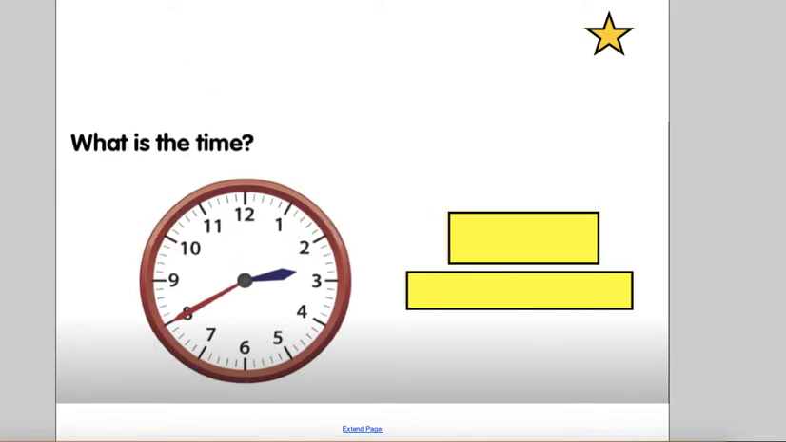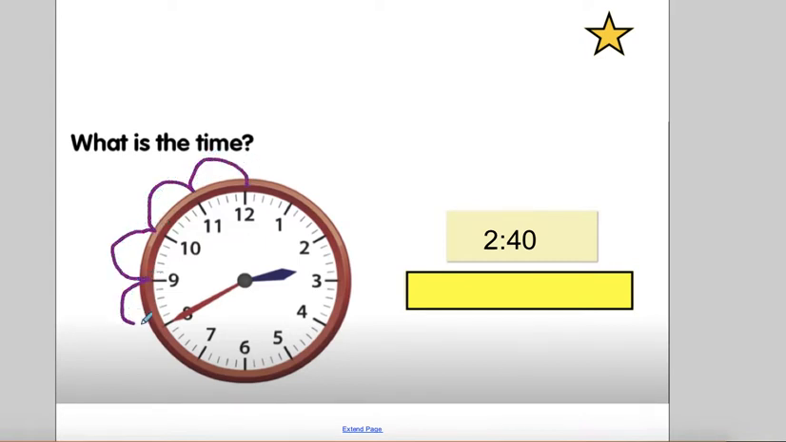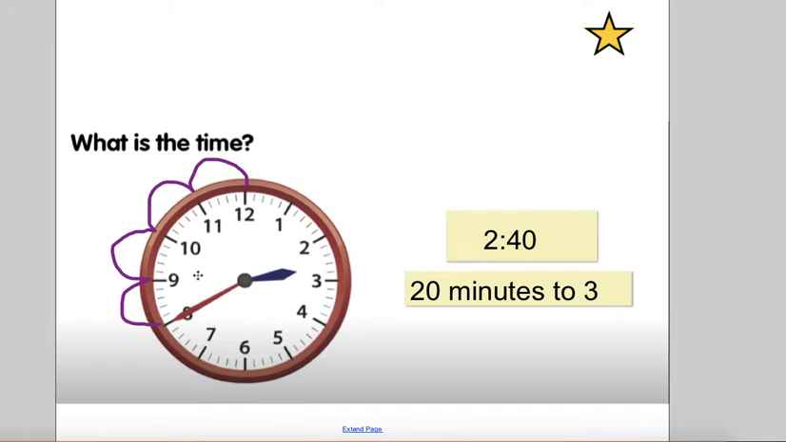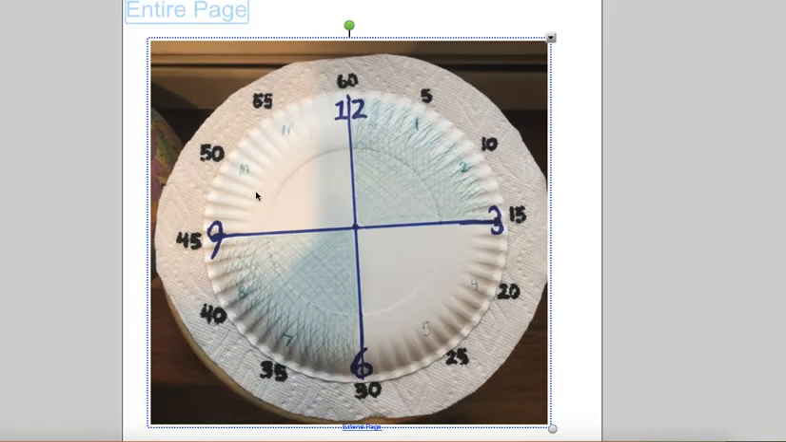Now let's look at the next slide and see if someone wanted to know how many more minutes to the next hour. Okay, if we know it's 2:40, now let's try to count backwards. 5, 10, 15, 20. Okay, we have 20 more minutes to the next hour, which would be 20 minutes to 3, because 3 o'clock would be our next hour. Good job.